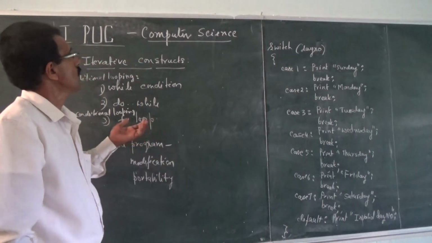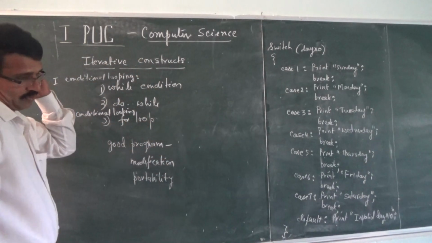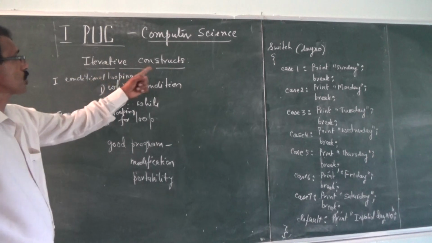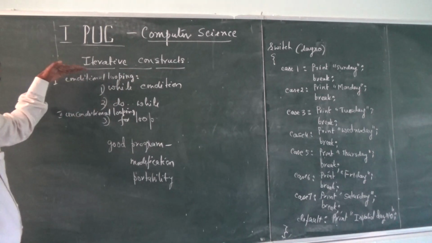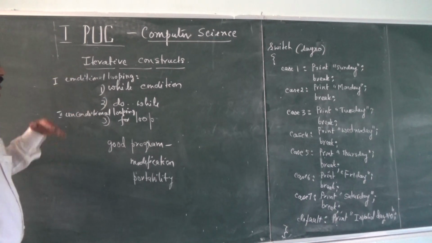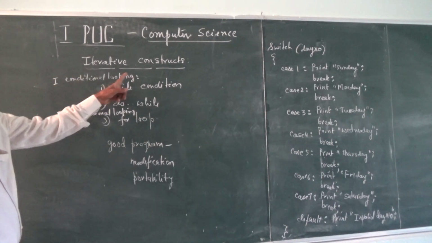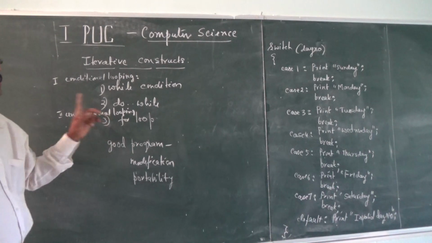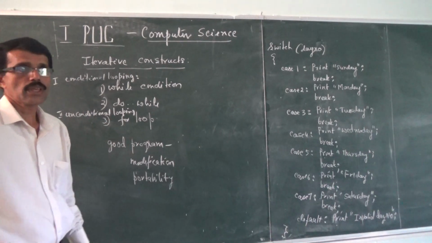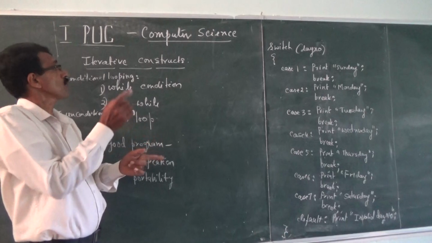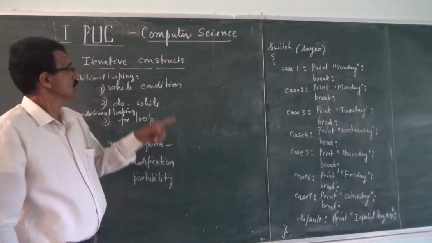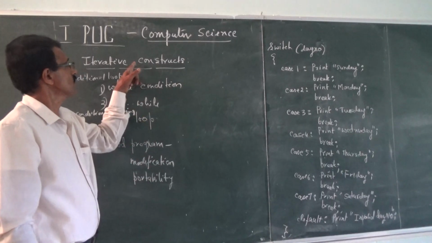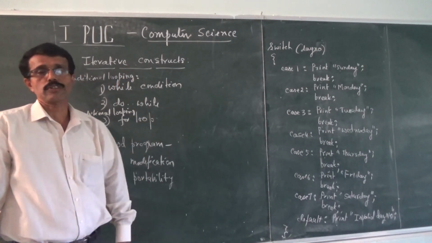So the next construct is iterative constructs. In iterative constructs, there are two types: conditional looping constructs and unconditional looping constructs. Why do you use these types of constructs? That is the question. Why do you use iterative or looping constructs?